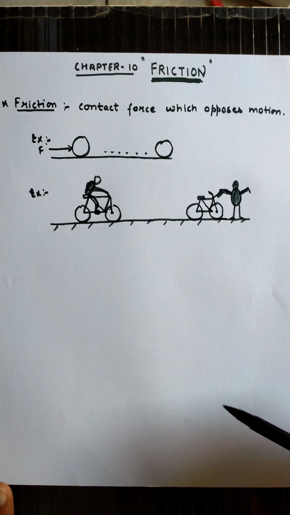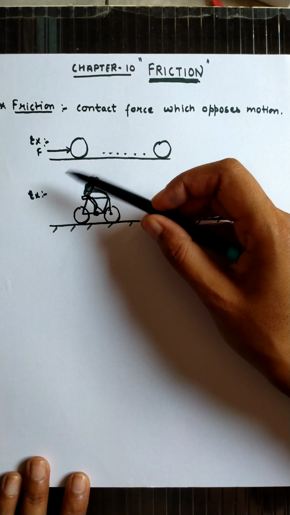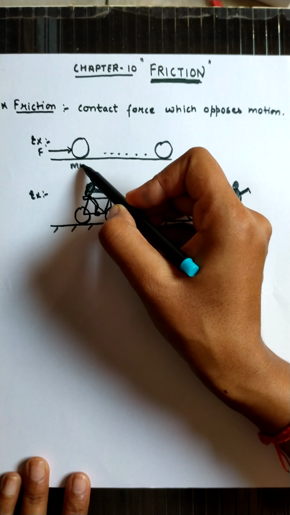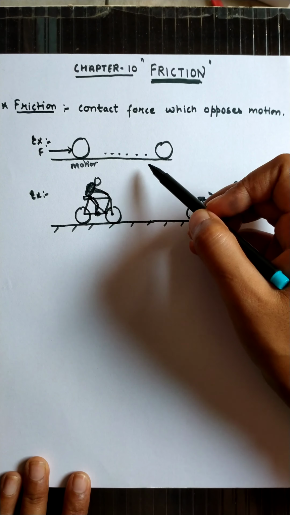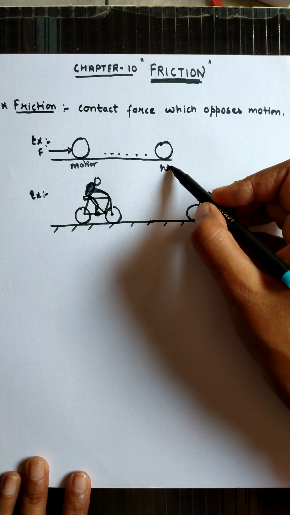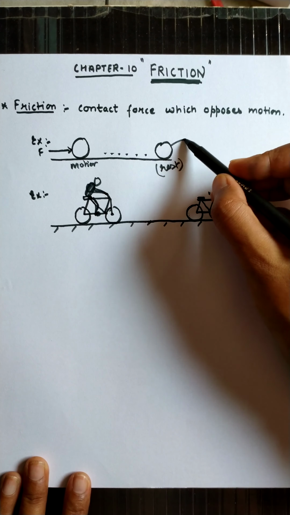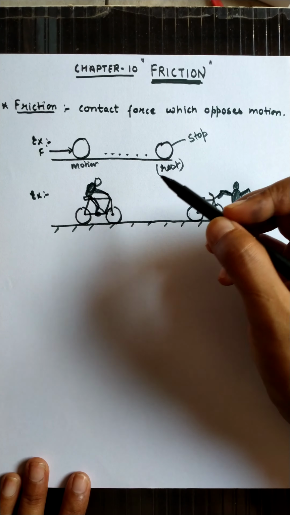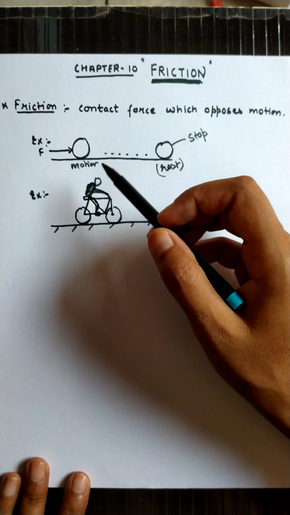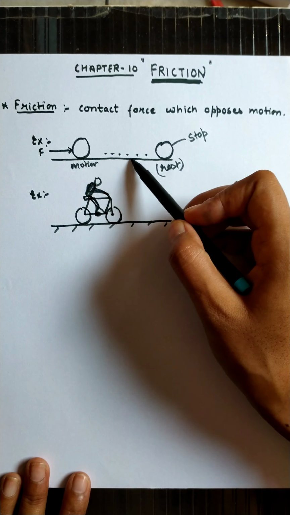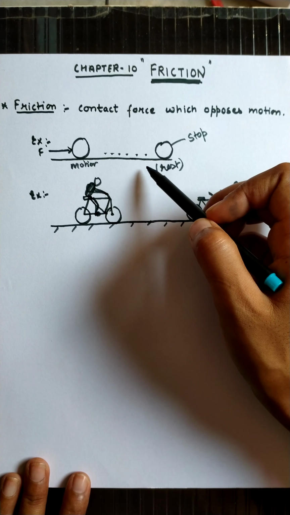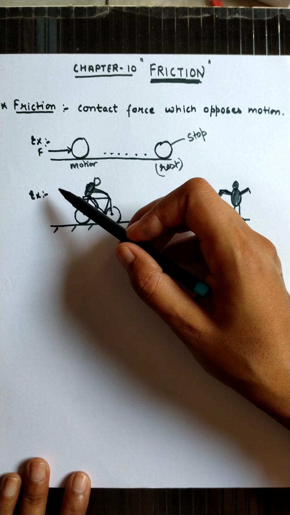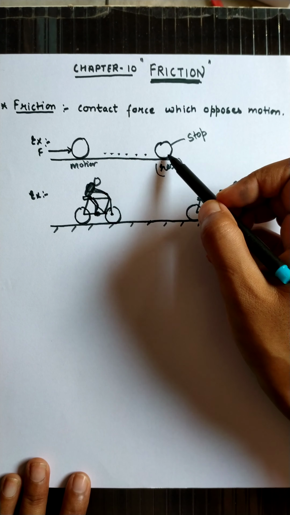First of all students, let's take some examples. If we have a ball and we kick the ball, the ball comes into motion. But after some time the ball comes to rest, or we can say it stops moving. Why is it? Because whenever a body comes in contact with another surface, like the ground, a force is generated which acts in the opposite direction of its motion, and this force is friction.